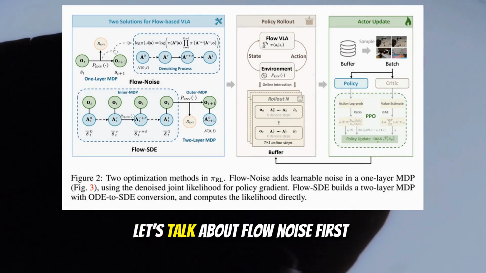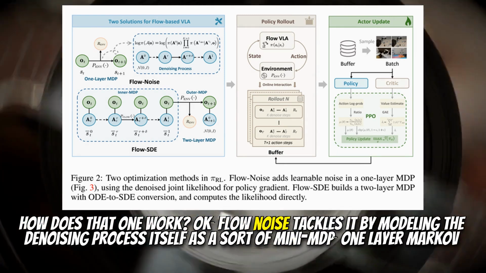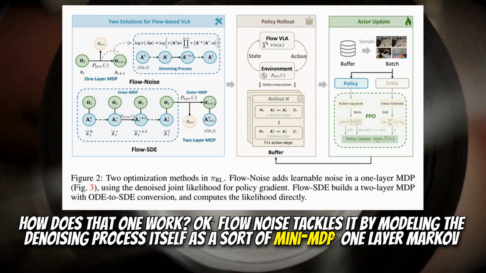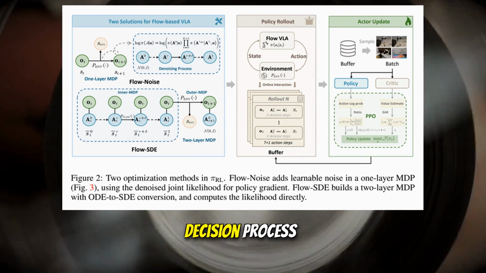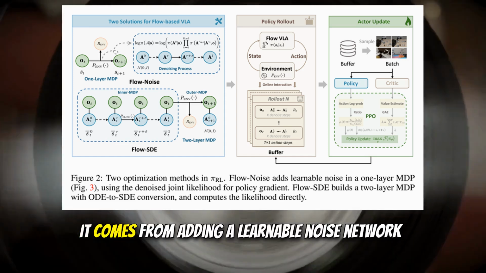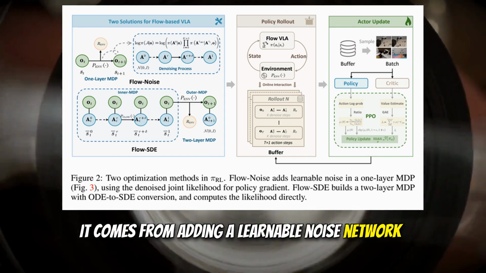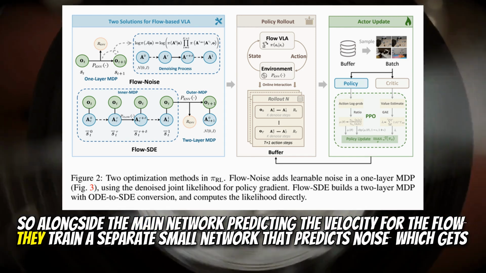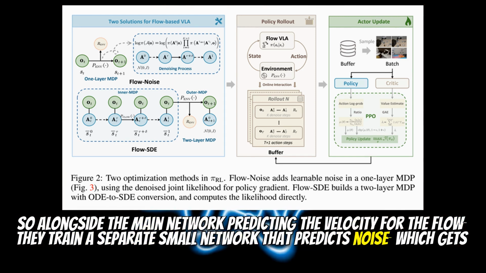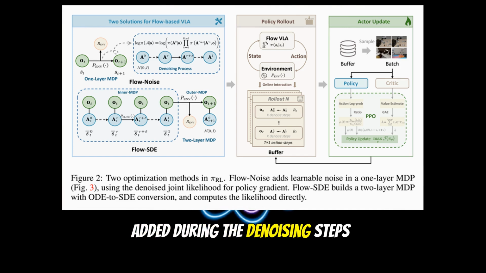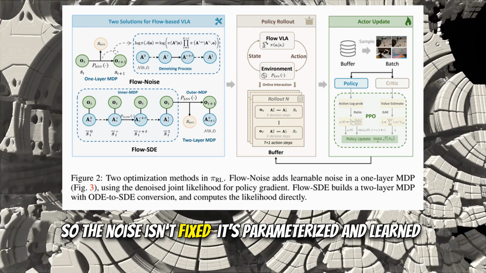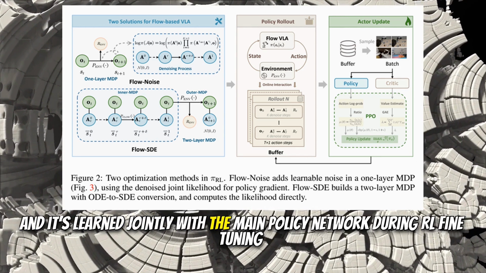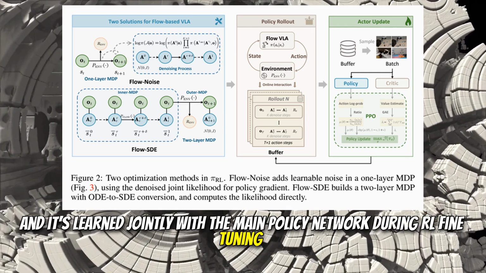Flow-SDE. Let's talk about flow noise first. How does that one work? Okay, flow noise tackles it by modeling the denoising process itself as a sort of mini MDP, a one-layer Markov decision process. One layer, okay. And the randomness? It comes from adding a learnable noise network. So alongside the main network predicting the velocity for the flow, they train a separate small network that predicts noise, which gets added during the denoising steps. Interesting. So the noise isn't fixed, it's parameterized and learned. Yes. And it's learned jointly with the main policy network during RL fine-tuning.